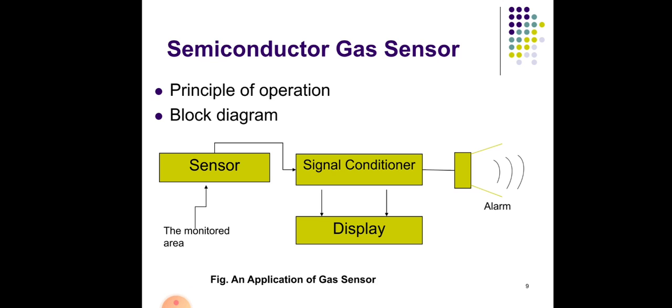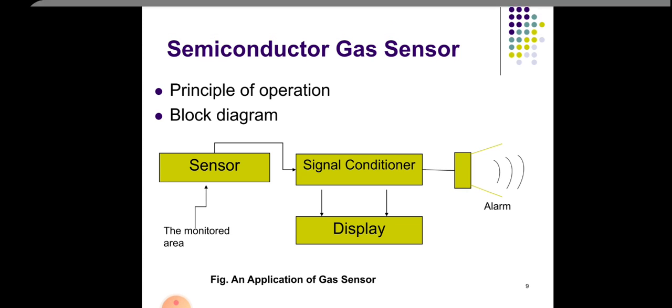Next one is operation. As soon as the presence of a particular gas goes above a predefined value, the resistance of the gas sensor decreases significantly and the alarm is turned on. This is the operation of the semiconductor gas sensor.